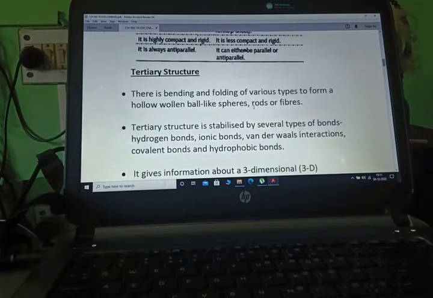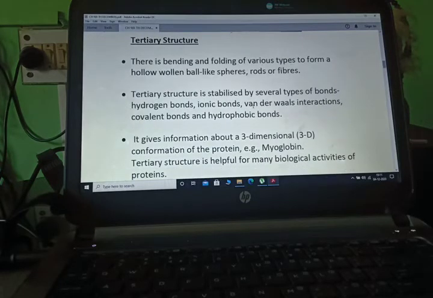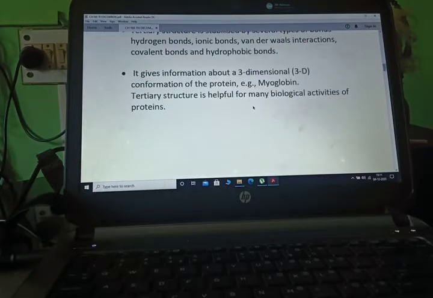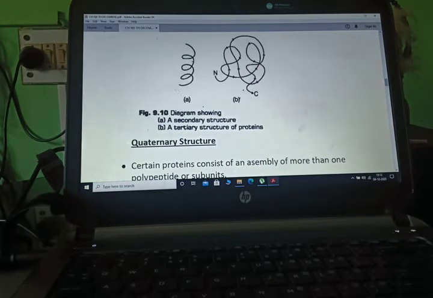Now, tertiary structure of protein. There is bending and folding of various types, forming a hollow woolen ball like spheres, rods or fibers. Tertiary structure is stabilized by several types of bonds, hydrogen bonds, ionic bonds, etc. It gives information about the three-dimensional conformation of protein. Example, myoglobin. Tertiary structure is helpful for many biological activities of protein. Now we will see here the diagram. This is secondary structure, this is tertiary structure.